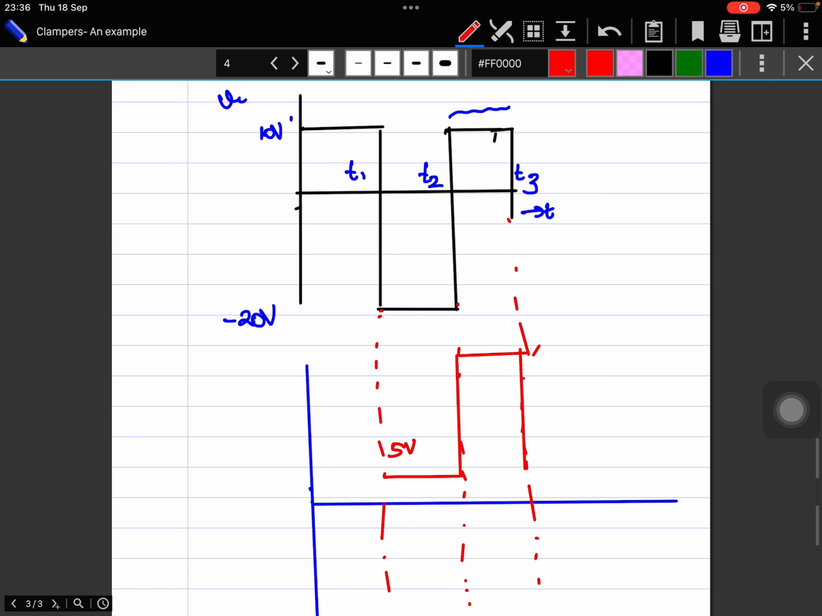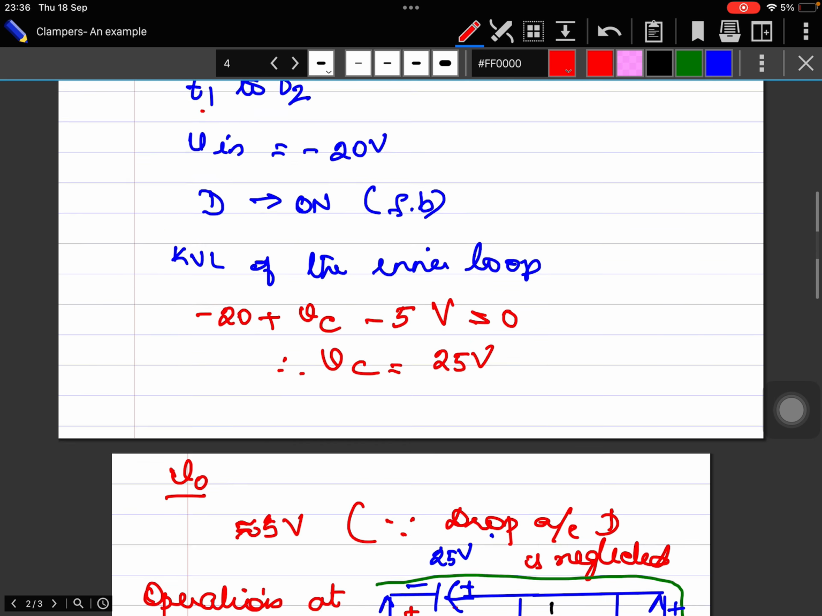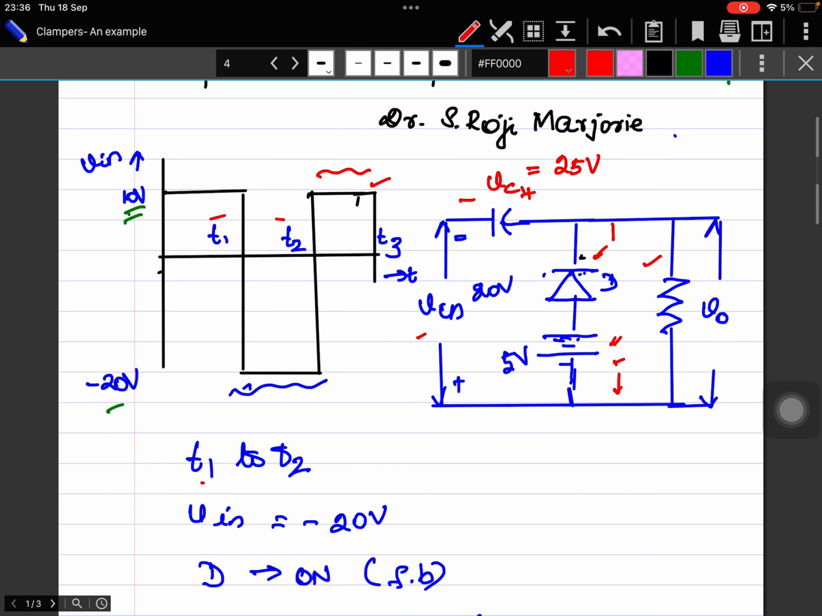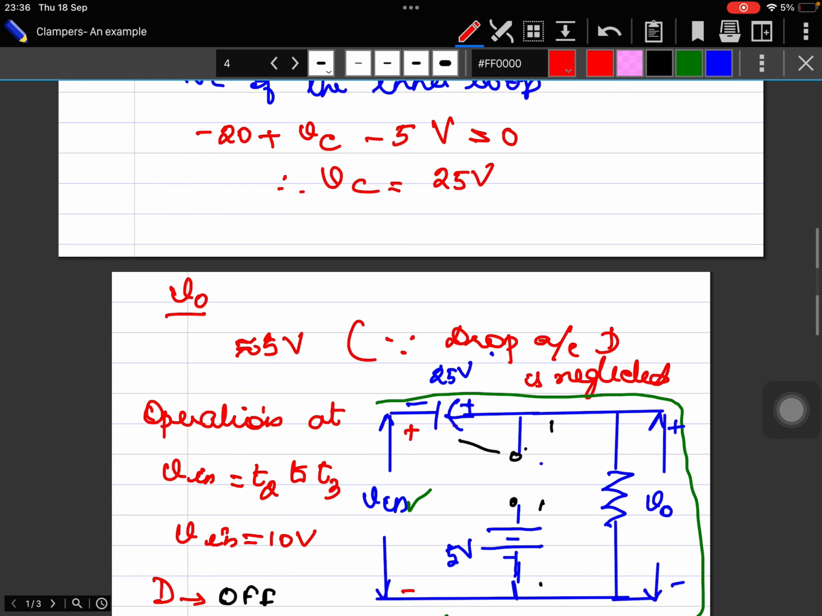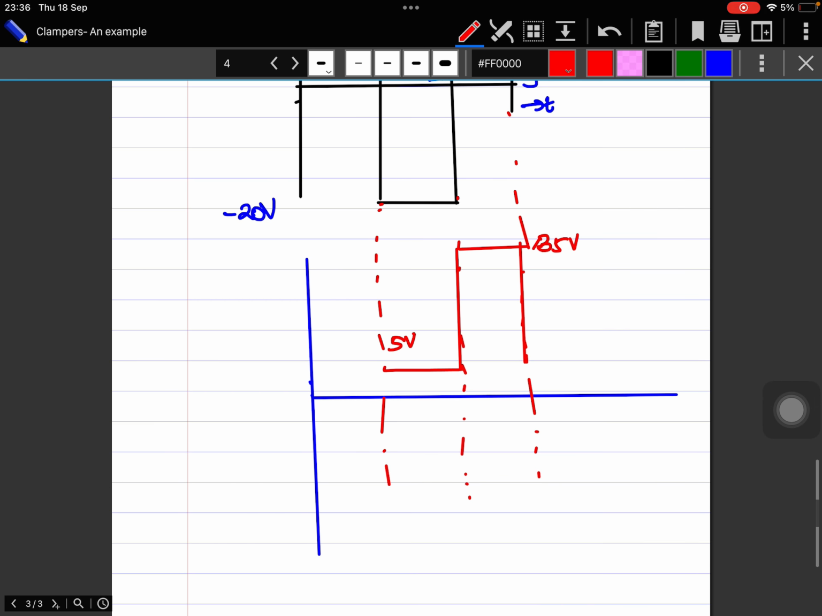I'll take this as 35 volts. So this is how you analyze a clamper. You take the various operating conditions of the diode, and based on that you see how the capacitor charges or discharges, and then everything can be drawn on the input-output curve. So this will help you to understand the clamper more.